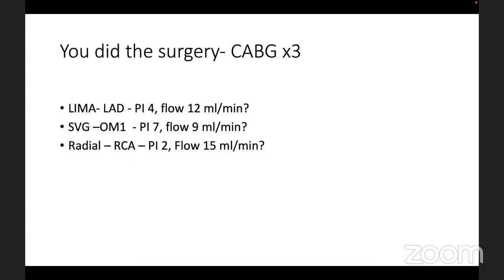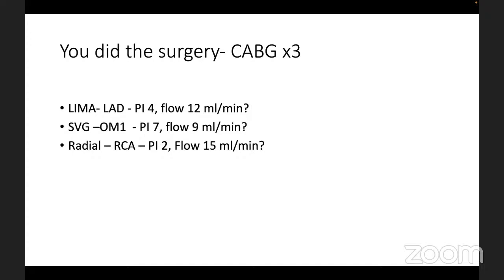Okay, so whatever your decision was, you did the surgery, you did CABG times 3, you did LIMA to LAD, SVG to OM, and radial to RCA, and this is your TTFM. Tell me if you're happy with your result or if you have any concern. All are okay, but the PI in the SVG to OM is very high. It's 7, and the flow in the vein is lower than both radial arteries, and usually it is the opposite. Usually in the beginning, the flow through the vein is better than the arteries. So I am concerned about the SVG.